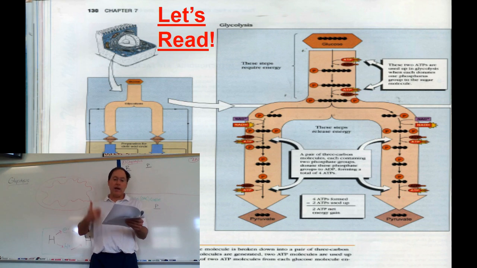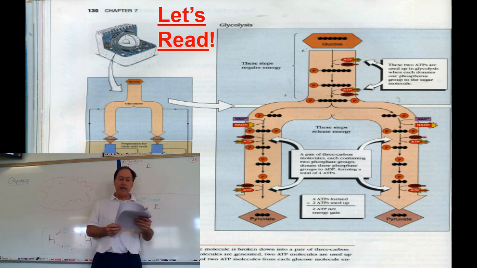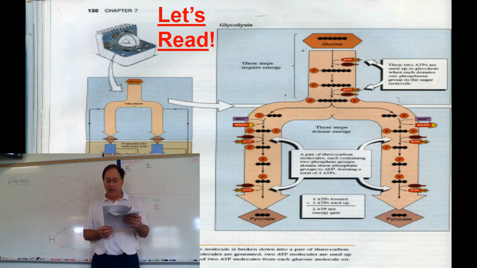Way up there in the top right box on the picture, it says these 2 ATPs are used up in glycolysis when each donates 1 phosphorus group to the sugar molecule. Okay. Down in the bottom box, it says a pair of 3-carbon molecules, each containing 2 phosphate groups, donate these phosphate groups to ADP, forming a total of 4 ATPs. And then at the bottom, it says 4 ATPs are formed, 2 are used up, and there's 2 ATP net energy gain.